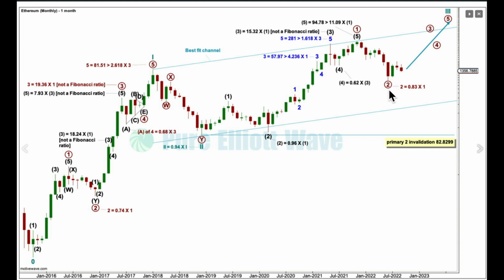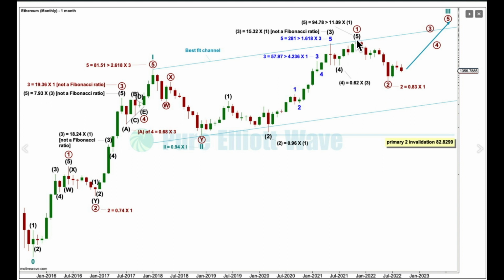If primary 2 continues any lower, it may not move beyond the start of 1 below 82.8299. But there is some support from classic technical analysis to indicate that this low may well be sustained. And here primary 2 is a 0.83 correction of primary 1, and that's nicely within a really common range for cryptocurrencies. Their big second wave corrections are very commonly 80 to 90% or even deeper, like this one was, of their counterpart first waves.